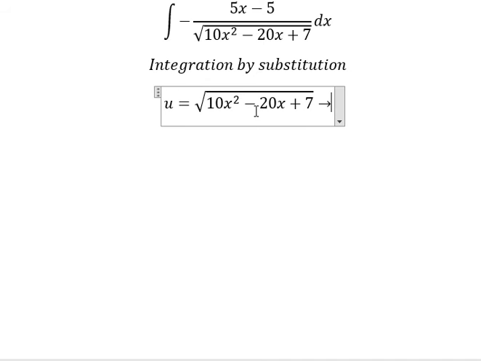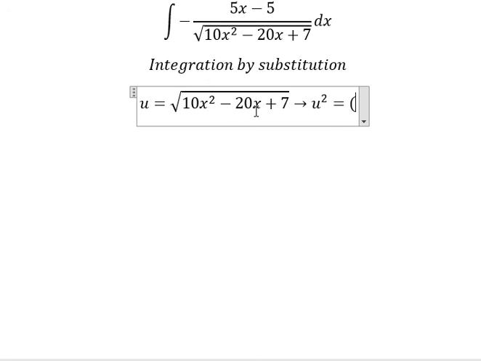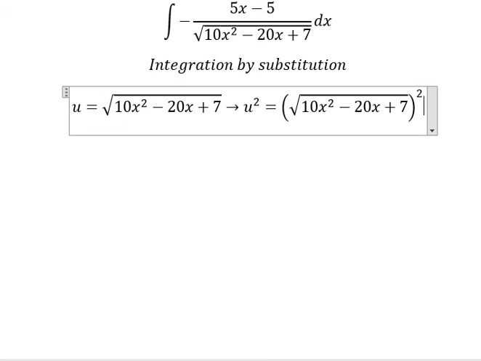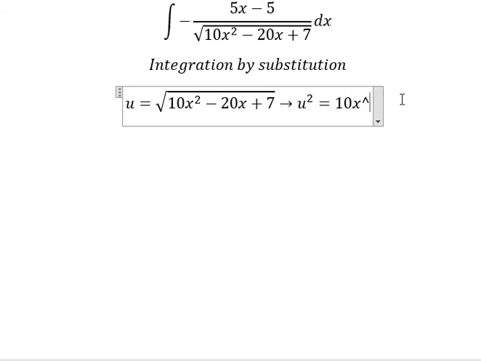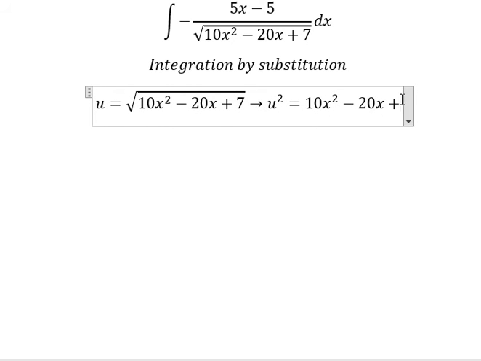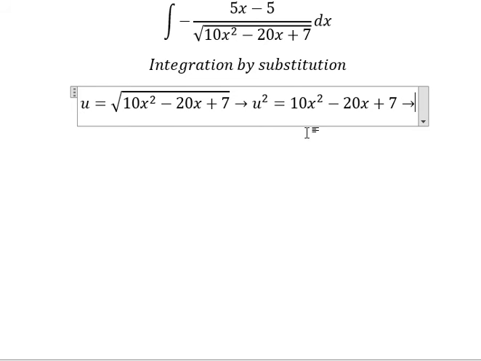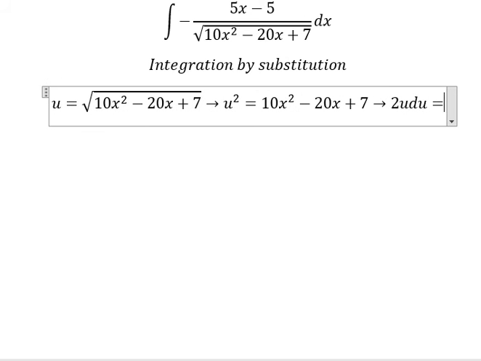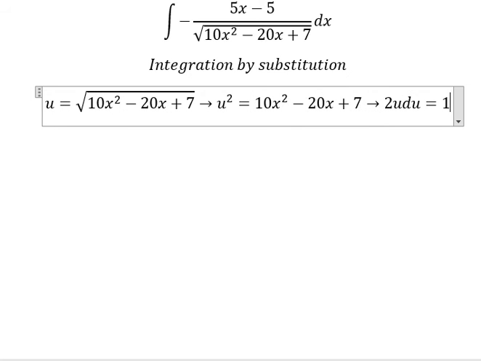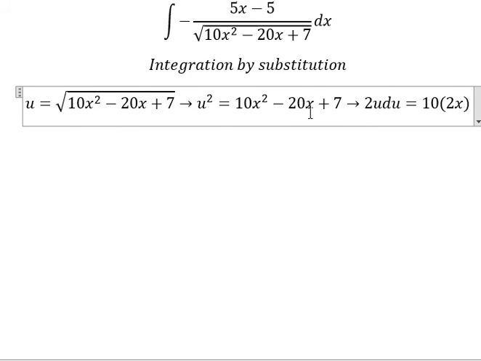Later we square both sides to cancel the square root. Next, we need to first take the derivative of both sides. This one we have 2u. This one we have 2x. This one we have number 1.